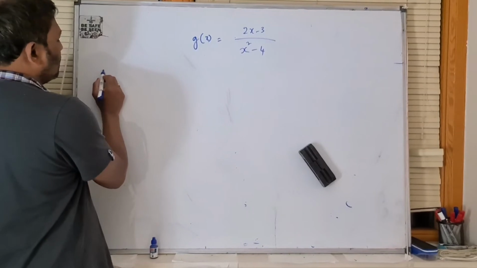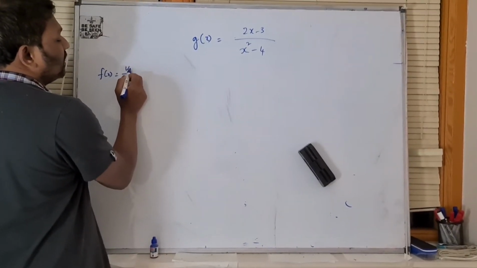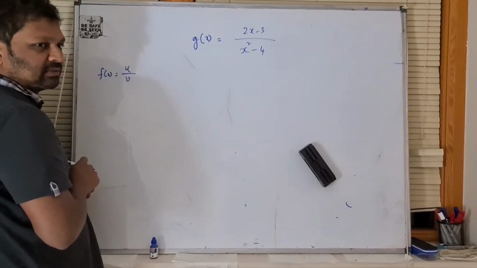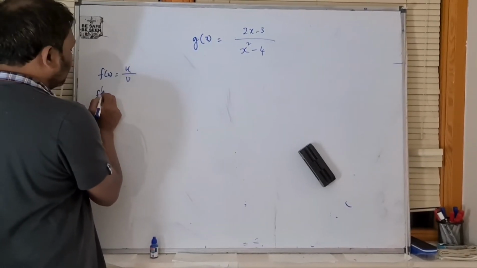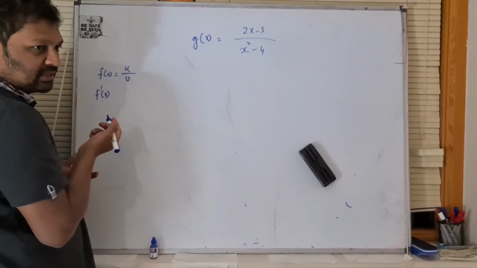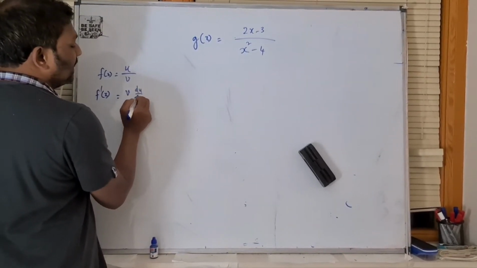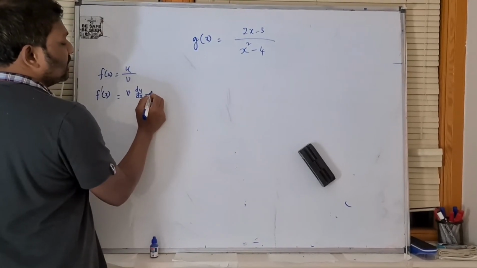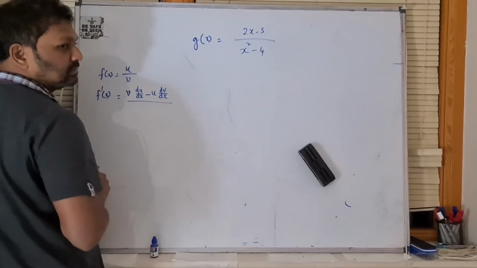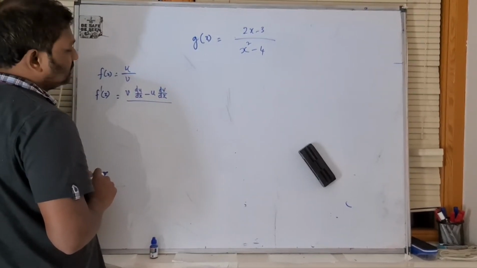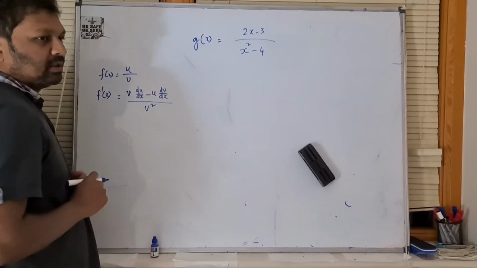Say f of x is equal to a function of u by v, where u is a function of x and v is also a function of x. What is f dash x? It's a differentiation. What is the formula? It is v du by dx minus u dv by dx, by v whole squared. So repeat it again. What is the formula in such case?